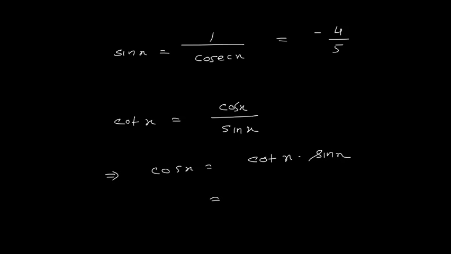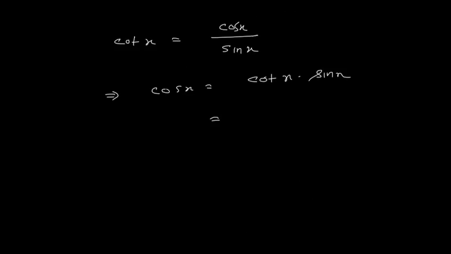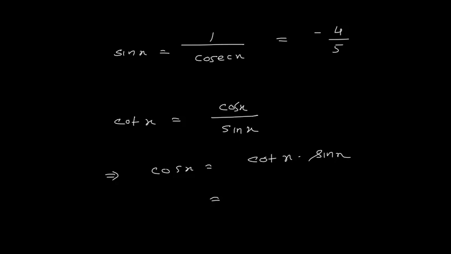Now the value of cot x is given as 3 by 4 and the value of sin x is minus 4 by 5. So cos x is 3 divided by 4 into minus 4 divided by 5. I will get minus 3 divided by 5.